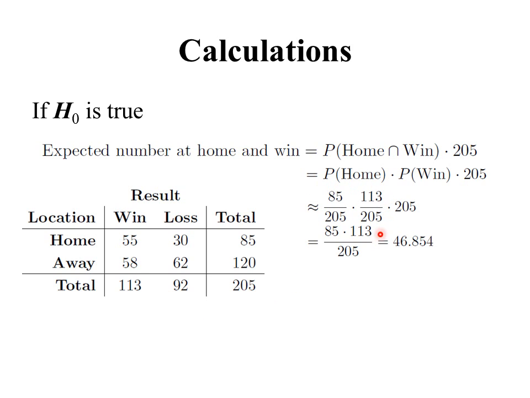So there's an estimate of those two probabilities based off of our contingency table. And so now we can do this simple arithmetic here, and that comes out to be about 46.8. Okay? So if the null hypothesis were true, then in a sample of 205 games, we would expect about 47 to be a home and win. But what we actually observed was 55 home win games.